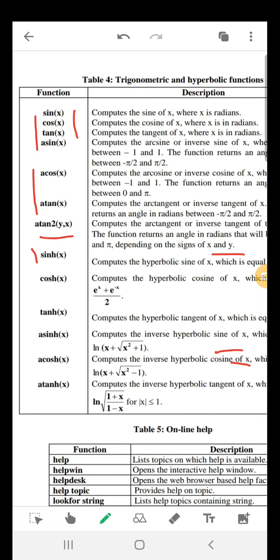Again, similar to this, we have the hyperbolic functions and here we have the inverse hyperbolic functions. And we have some online help functions, like help, which lists topics on which help is available. Helpwin opens the interactive help window. Helpdesk opens the web browser based help. Help followed by a help topic, and lookfor string lists the topics containing the string. That's all the operations.